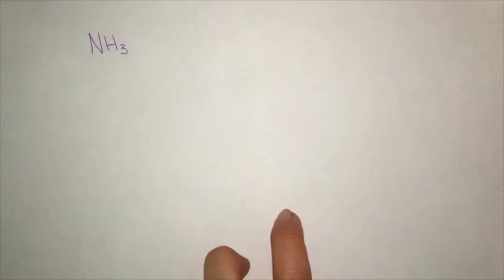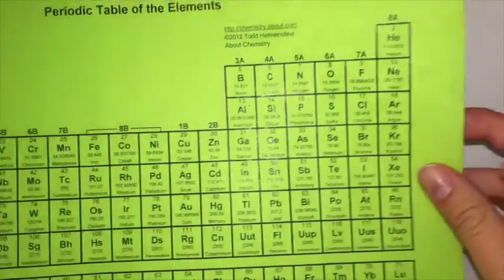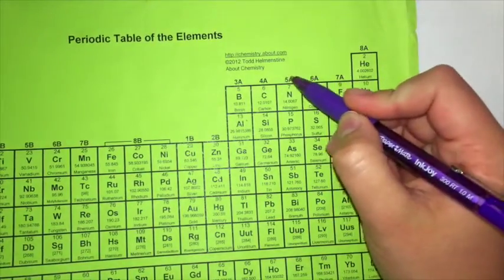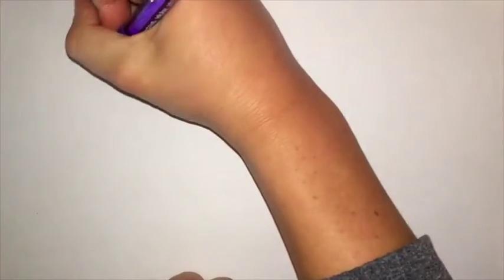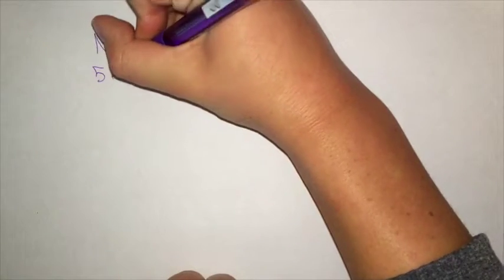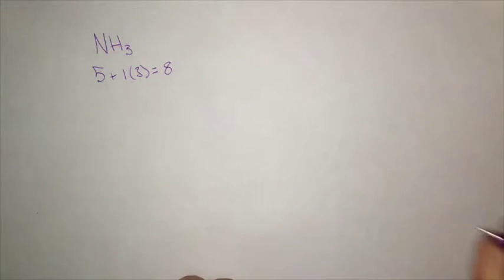So we remember that the first step is to find the total number of valence electrons in this molecule. Nitrogen has 5 valence electrons because it's 5A. Hydrogen has 1 valence electron, but we're going to multiply that by 3 since there are 3 of them. So we have 5 plus 1 times 3, which is 8. So NH3 has 8 valence electrons total.